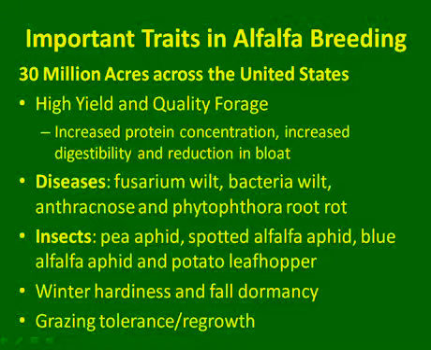The main diseases in alfalfa are Fusarium wilt, bacteria wilt, anthracnose, and Phytophthora root rot, which are similar diseases found in other plant species planted in the same area. Insects are pea aphid, spotted alfalfa aphid, blue alfalfa aphid, and the potato leafhopper. You also need to make sure you have winter hardiness and fall dormancy, grazing tolerance, and regrowth.